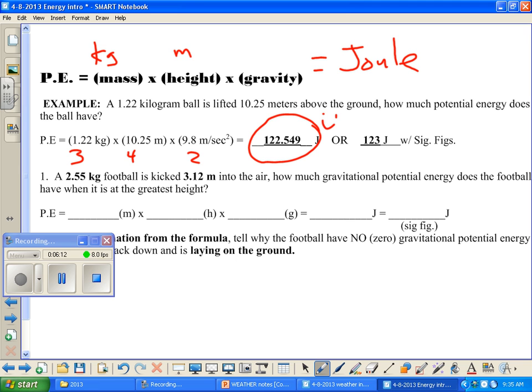Good answer. Uh-oh. I have a 3 sig fig number multiplied by a 4 sig fig number multiplied by a 2 sig fig number. How many should I keep in my answer? Go with the fewest. Go with the fewest. Do that to your paper right now. Scratch that out.